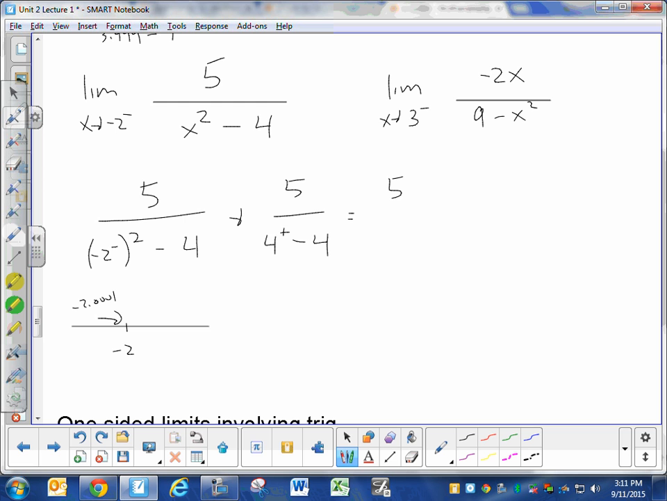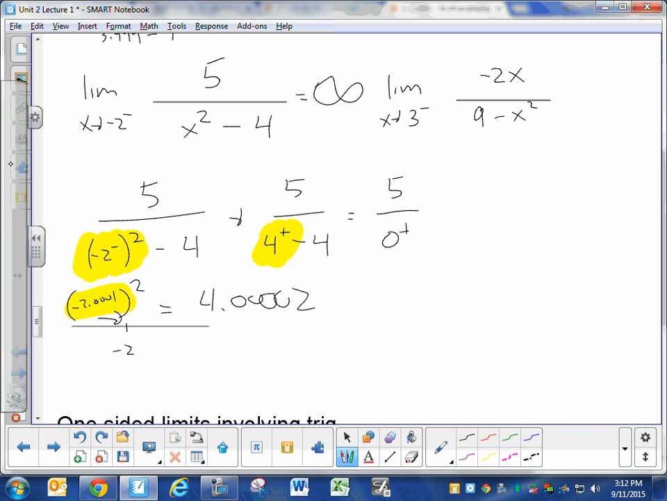Which means, if I take negative 2.0001 and multiply it by itself, then subtract 4, I'm going to get something very, very close to 0 but positive, which is why this is going to approach positive infinity to the left of negative 2. And the key is this. Right there. If I take this value and square it, I'm going to get a positive value that is bigger than 4. I don't know exactly what it is, it's going to be just something else.